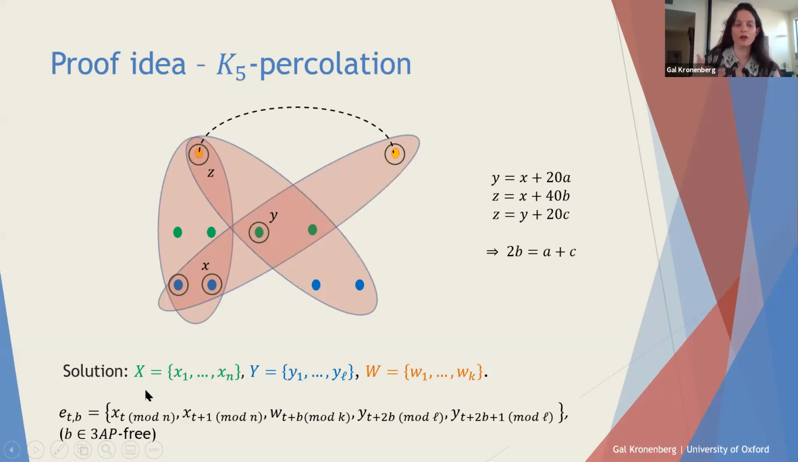And I go over all B's that are from a three-term arithmetic progression free set, and this will allow me to create these chains that we saw before, that will not contain this structure. I still need to find a way to connect these chains together. And for this, we use some small feature, but the main idea is to create these chains that will not contain this specific structure and to avoid a K5 minus an edge that appears.